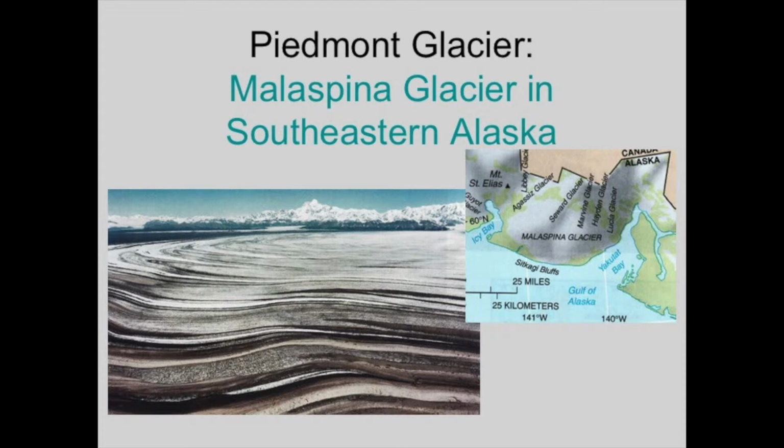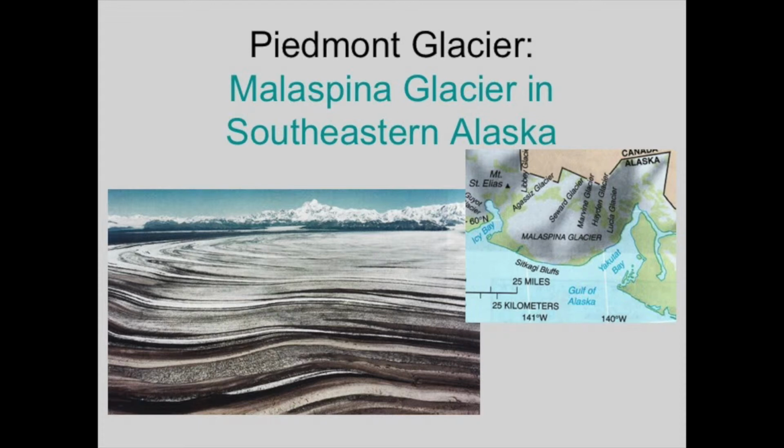So cirque glaciers and valley glaciers, these are two subtypes. A third subtype is a Piedmont glacier. When valley glaciers coalesce, or come together at the base of a mountain range, they form another subtype of alpine glacier, as I said, a Piedmont glacier.